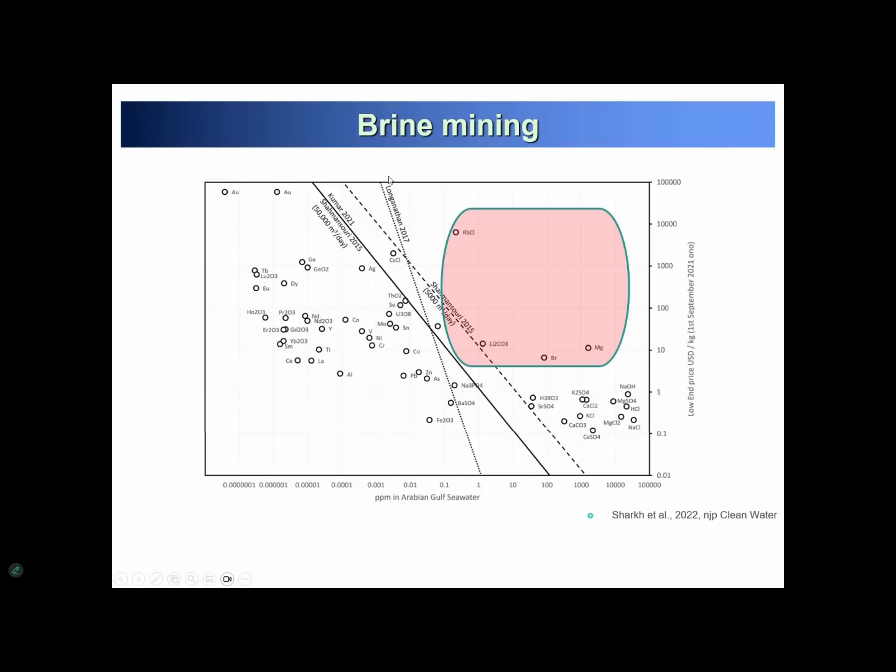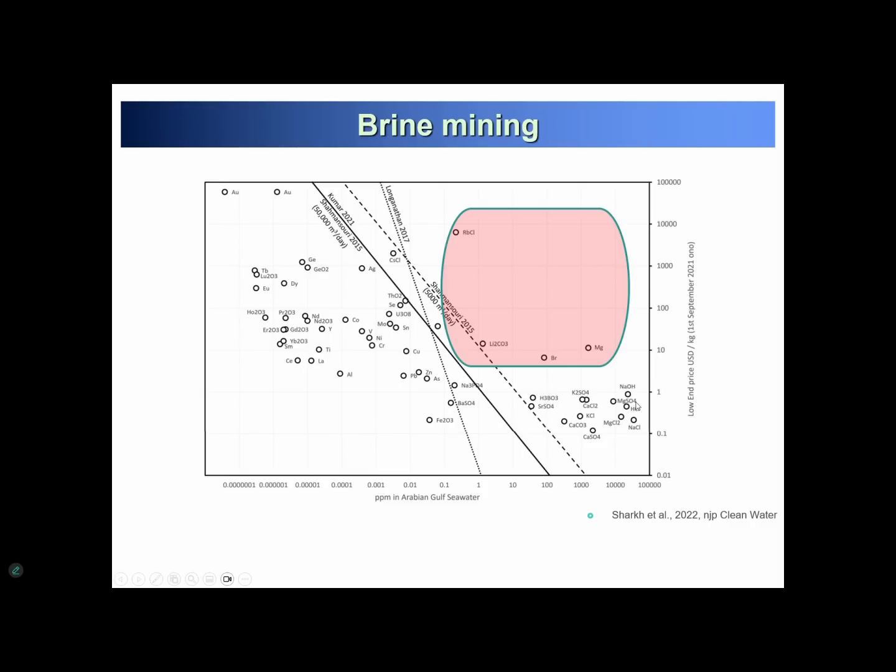So you can see what's the brine mining in terms of concentration versus price, 1 kilogram per US dollars. So you can see this is a high concentration area. Also, this area is high value. 1 kilogram is $10,000 for rubidium chloride. And $10 per kilogram is also good enough, for lithium carbonate, bromine, and magnesium.